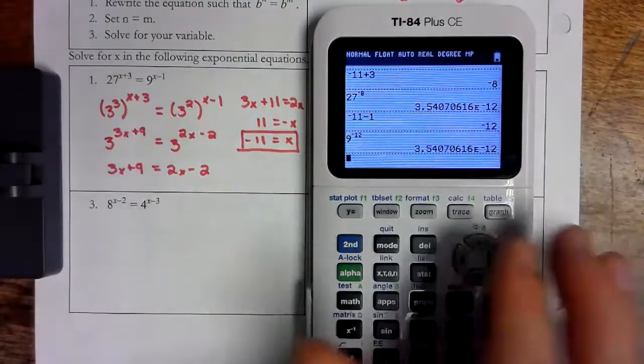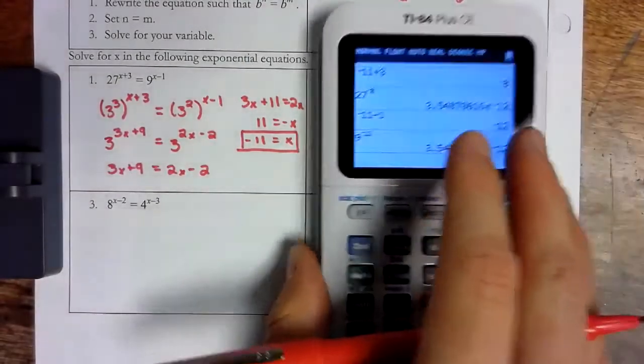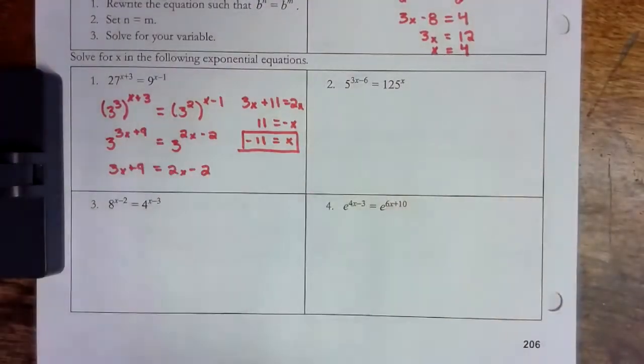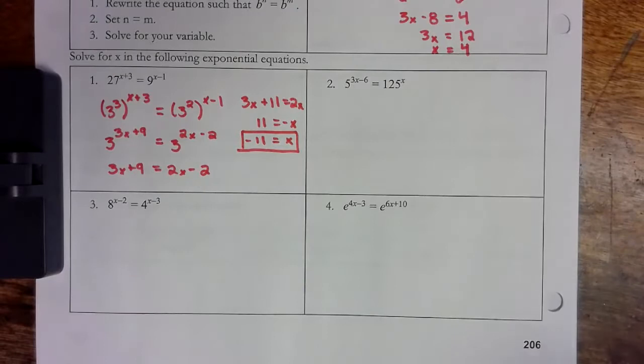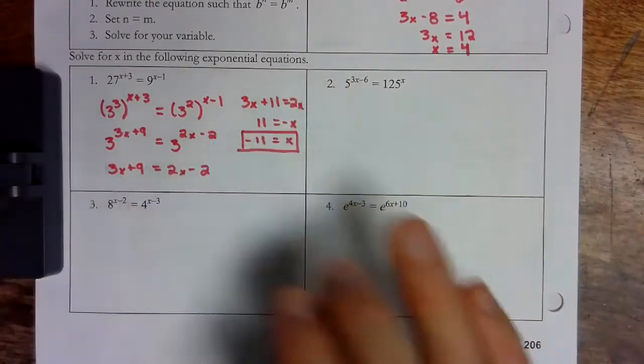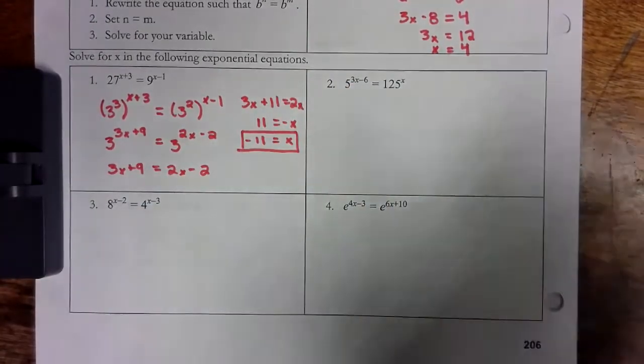3.540700616 e negative 12. I'm not going to get into what that means. If you're curious, ask your math teacher. But that seems to work out because I get the same thing on both sides when I plug it back in. All right, so let's call that one good, as that's going to be the most complicating one that we might see where it's not real obvious.